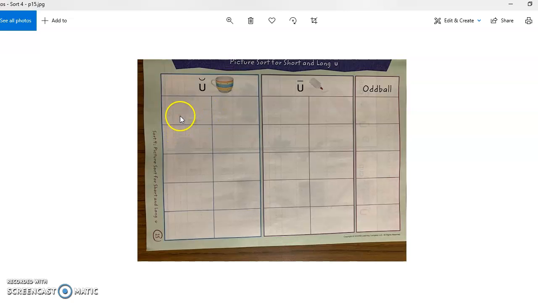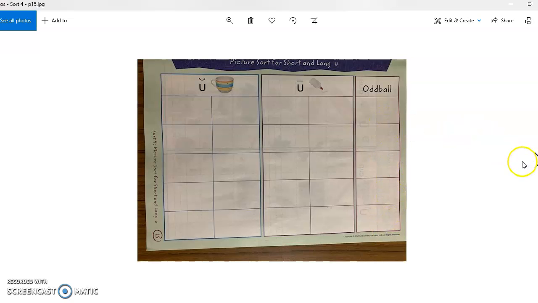So all of the words that have the short U go into this column here under the cup, and all the words that have the long U, oo or you, go into this category here. Any picture that, when you name it, doesn't have either of those sounds belongs in the oddball category.